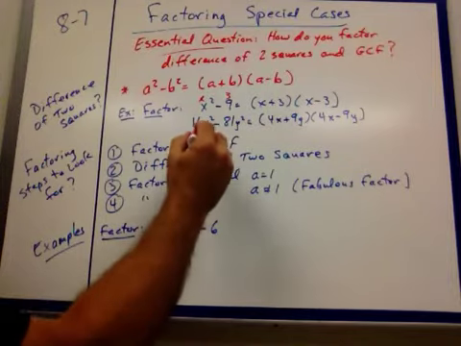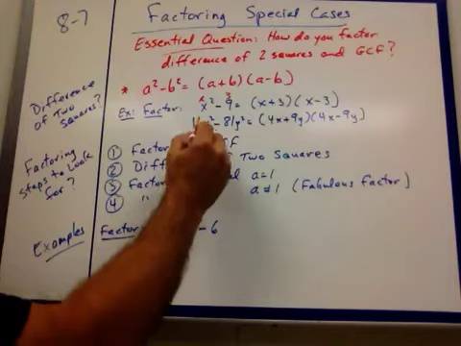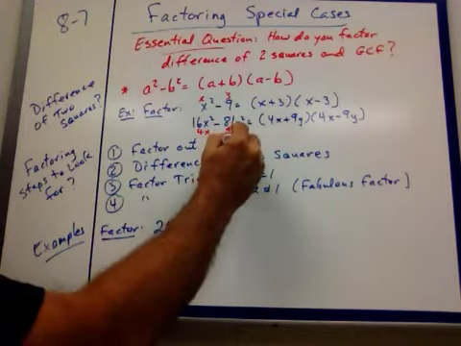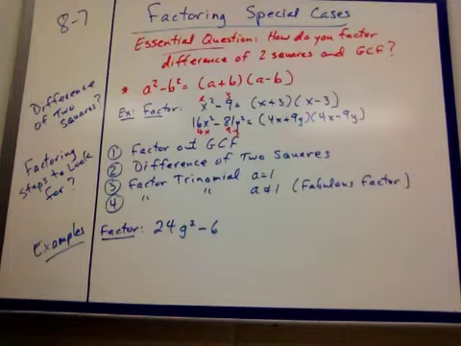16x squared minus 81y squared. Got a difference. Is this a perfect square? 4x is the square root here. 9y is the square root of 81y squared. 4x plus 9y, 4x minus 9y. Difference of two squares. Okay?